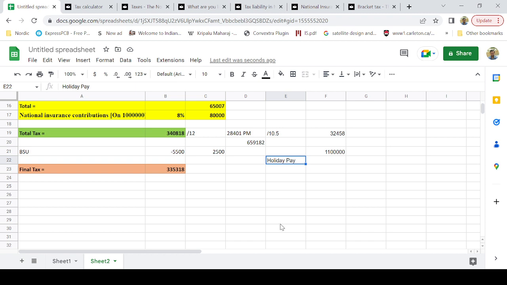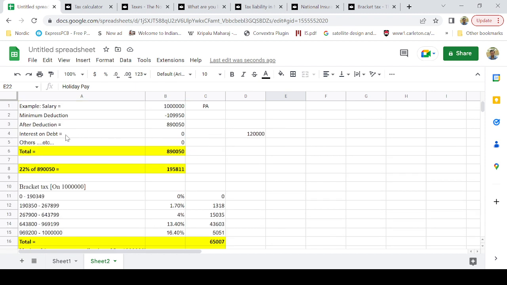Okay. The other thing I want to emphasize here is this interest on debt, right? So suppose you have a home loan and you are paying 1 lakh interest per year. So whatever interest you are paying, or you have a debt here, you have to just write it here. And then first you have to deduct this minimum deduction, and then whatever comes you have to deduct it here. So whatever the amount is coming, like 790050, you have to put it here.